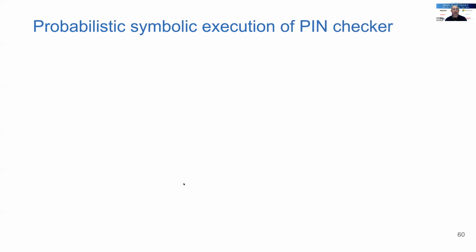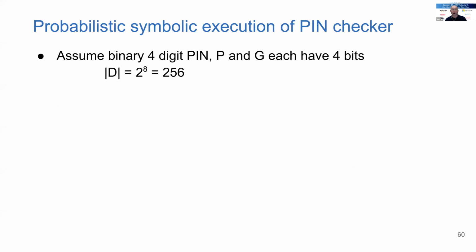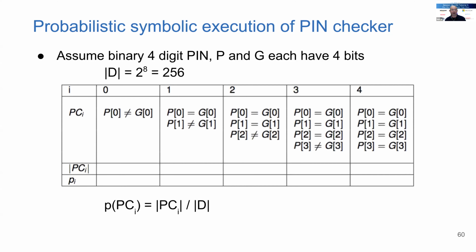So, probabilistic symbolic execution of the 4-bit version. Let's simplify our program, very simple. We had 4 digits; let's say it's just binary digits, like 4 bits. So I have a pin number and I have a guess. The pin is the secret, the guess is the public input. Each is 4 bits, so my domain size is actually 8 bits, right? And for each path constraint, I can compute the probability like this. So let me show you the path constraints now.